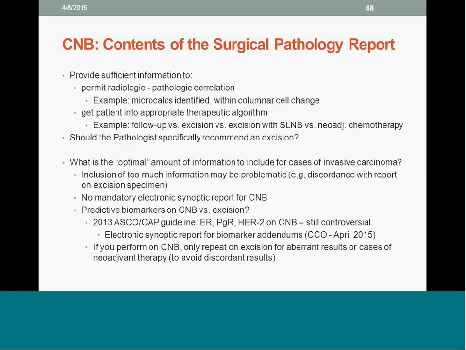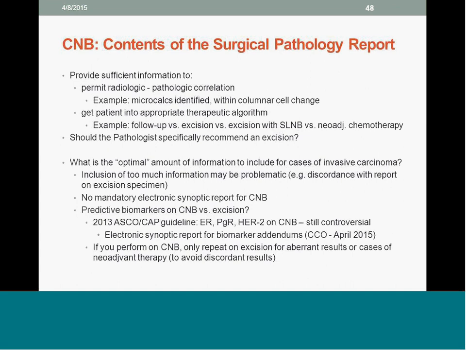I just want to continue on with the next slide regarding the surgical pathology report. Really, the report should include a sufficient amount of information to permit radiologic-pathologic correlation. The key here is to provide correlations. For example, if the lesion of interest is microcalcification, then you must include microcalcifications identified and say where they are, for example, in columnar cell change.